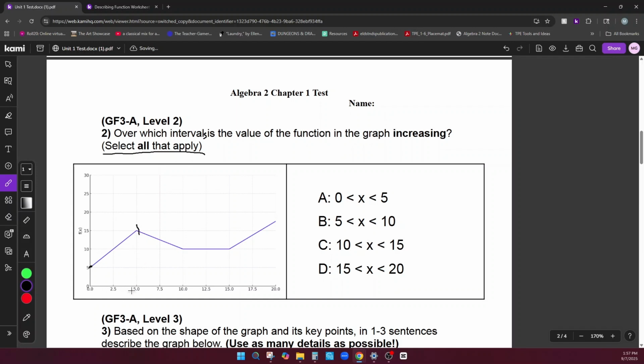Starting from my initial point, I am increasing, increasing, increasing, increasing until this point. That's my first interval, 0 to 5, circling that. From here, I am decreasing, decreasing, decreasing. I'm going down, so I know it's not going to be my second row. From there, I remain stagnant. Just because I'm not going down doesn't mean I'm going up. So I am neither increasing nor decreasing here. And finally, at my endpoint, I am once again increasing. This would give us a score of a 2.